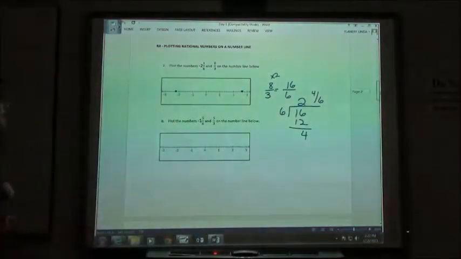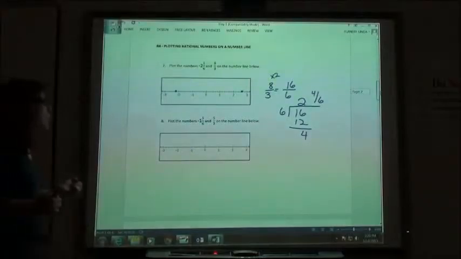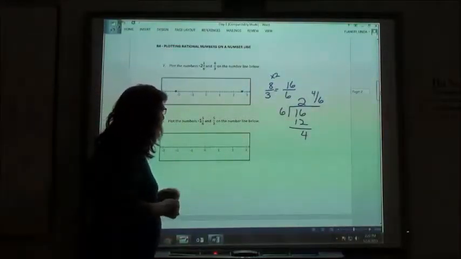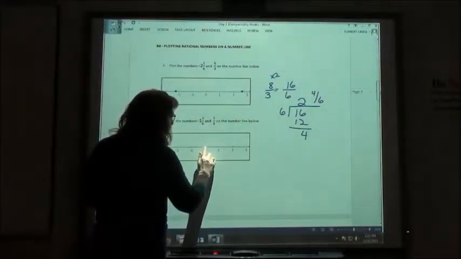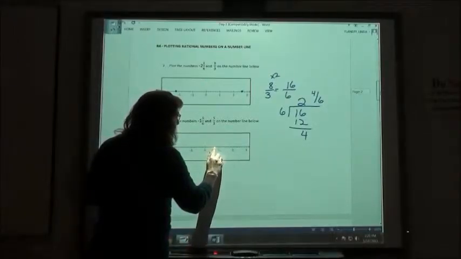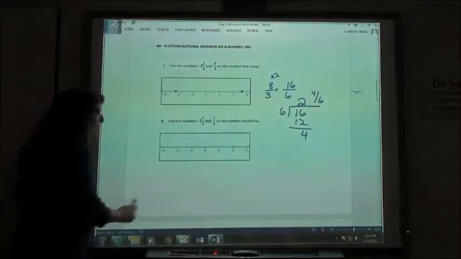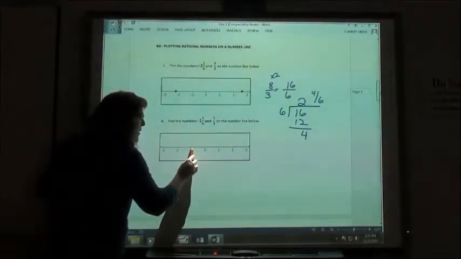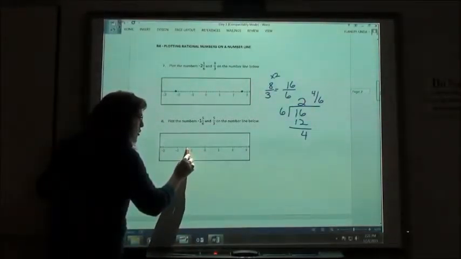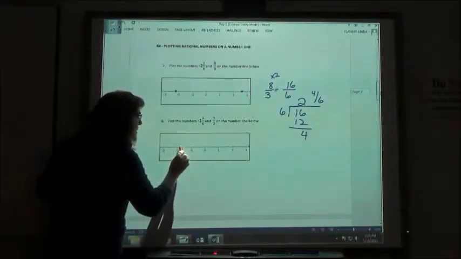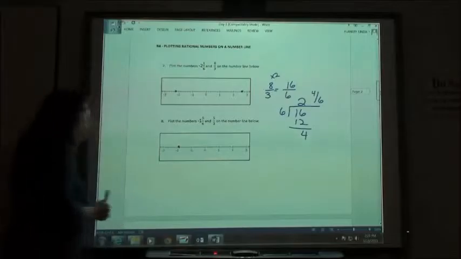So on number 8 again, I'm looking to see what units I'm going to be in. So I'm going to first count how many spaces are between 0 and 1. 1, 2, 3, 4, 5, 6. So I want to do -1 and 5/6. I'm going to go to -1, 1/6, 2/6, 3/6, 4/6, 5/6. So I should end up on the line right before the -2.